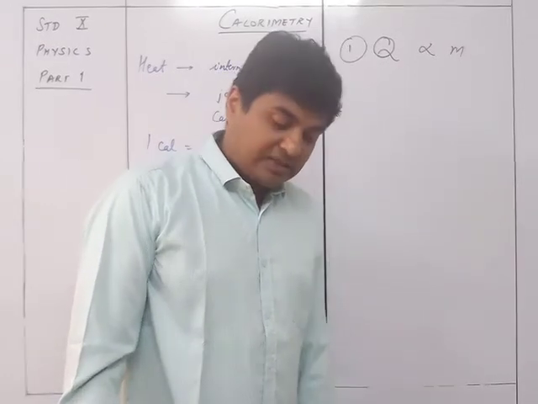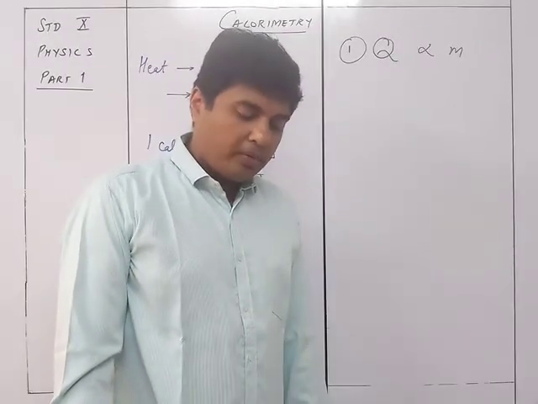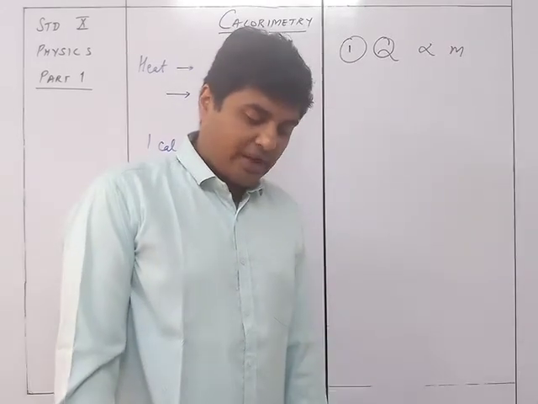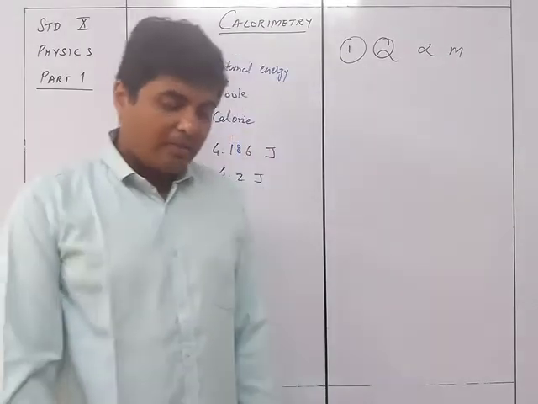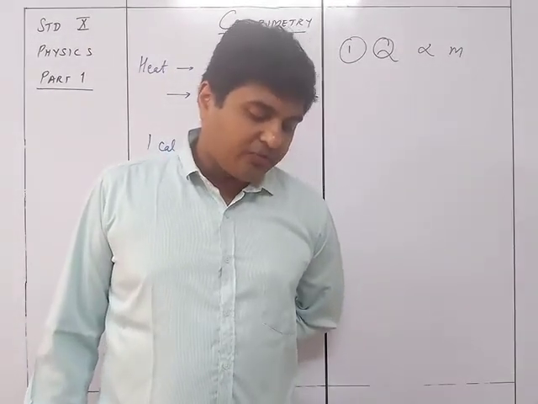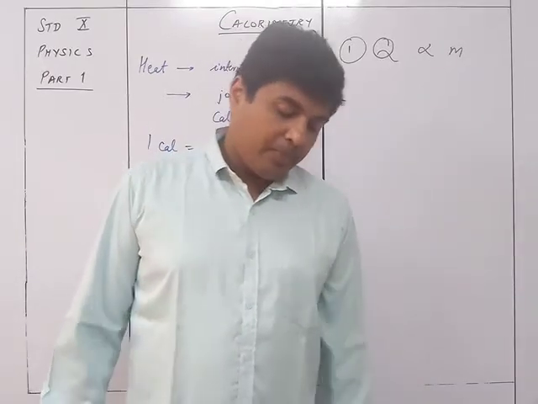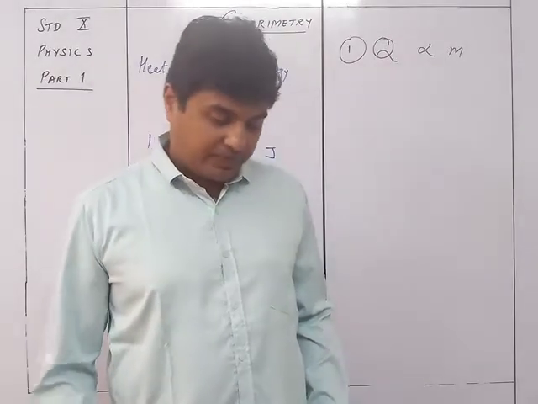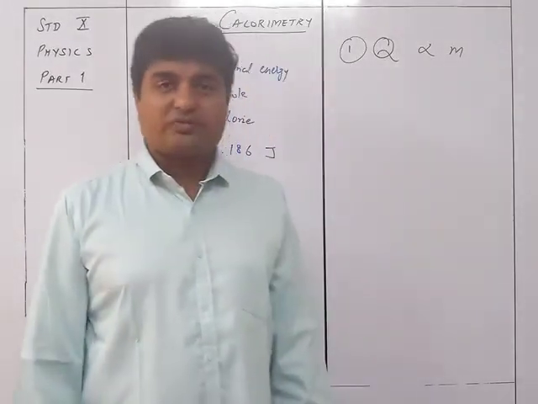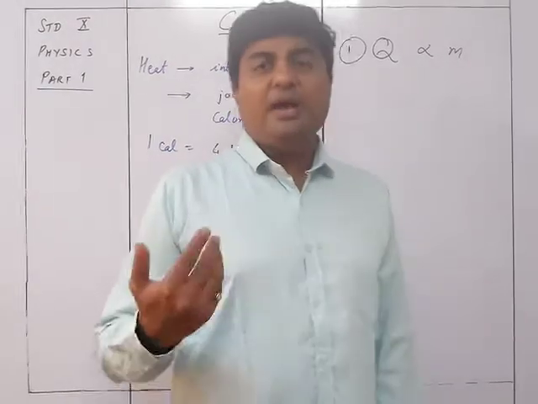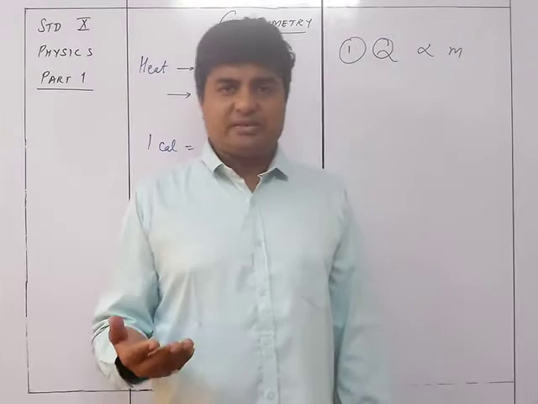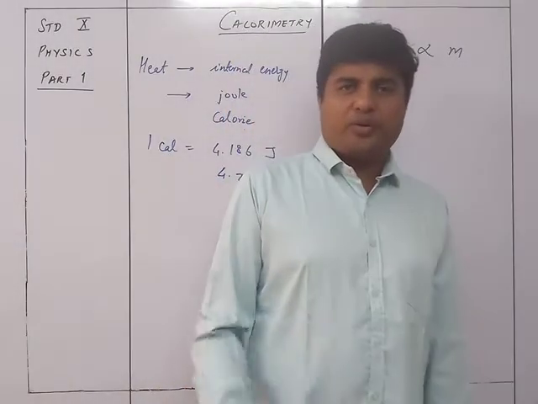Objects with different masses made of the same substance absorb different amounts of heat energy to raise the temperature by the same amount. For example, to raise the temperature of 1 kg of water by 1 degree Celsius, the heat absorbed is 1 kilocalorie. To raise the temperature of 2 kilograms of water by 1 degree Celsius, it is 2 kilocalories. Thus, the amount of heat energy absorbed is directly proportional to the mass of the object. Very simple. If I take 1 kg of water and I am heating it by 1 degree Celsius, suppose I require 1 kilocalorie of heat.